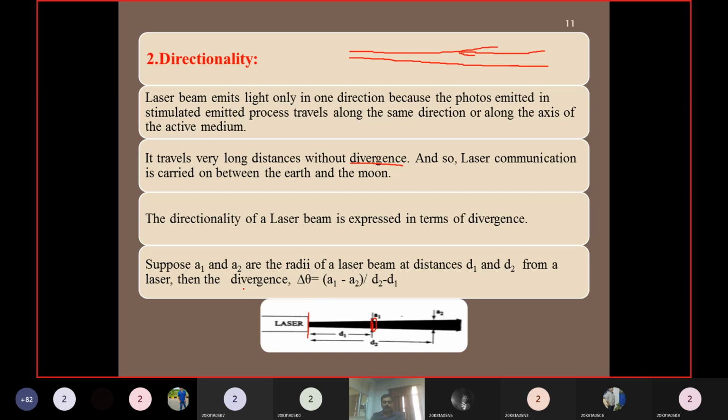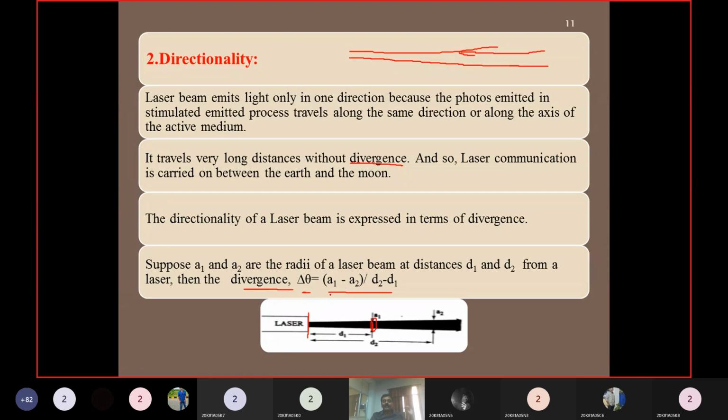Now the divergence formula: divergence is equal to del theta. So del theta is equal to a2 minus a1, sorry, a1 minus a2 by d2 minus d1. This is the formula for divergence. This del theta we simply call angular spread. So this divergence is nothing but angular spread.